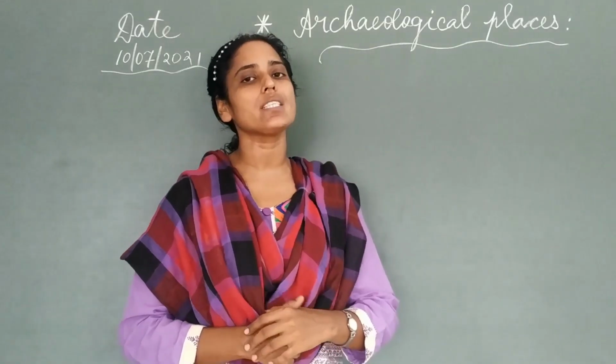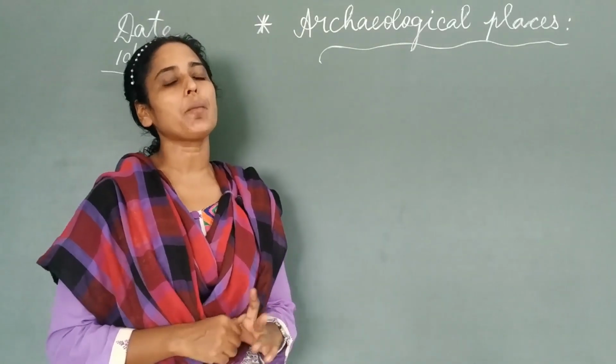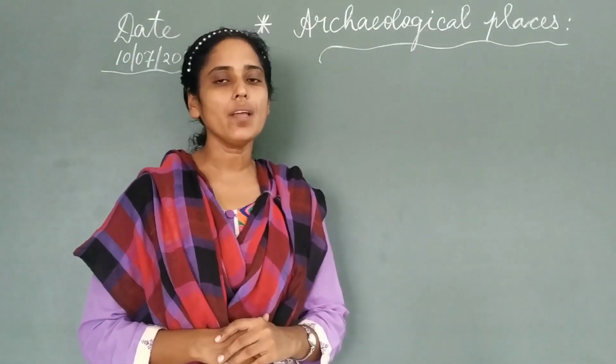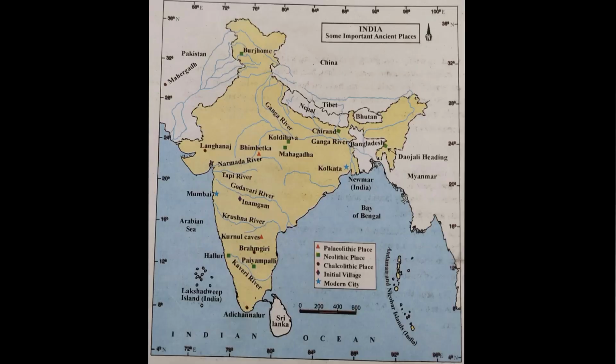On your screen you can see the map in which some places are marked. Look carefully at the places marked in the map. Okay? Now students, just see the map on your screen. What can you see there students? The places marked are Angam, Kurnool caves, then you have Mehergarh, Kolkata, different places are marked. You see, Bhimbetka, many places marked here are with different colors.